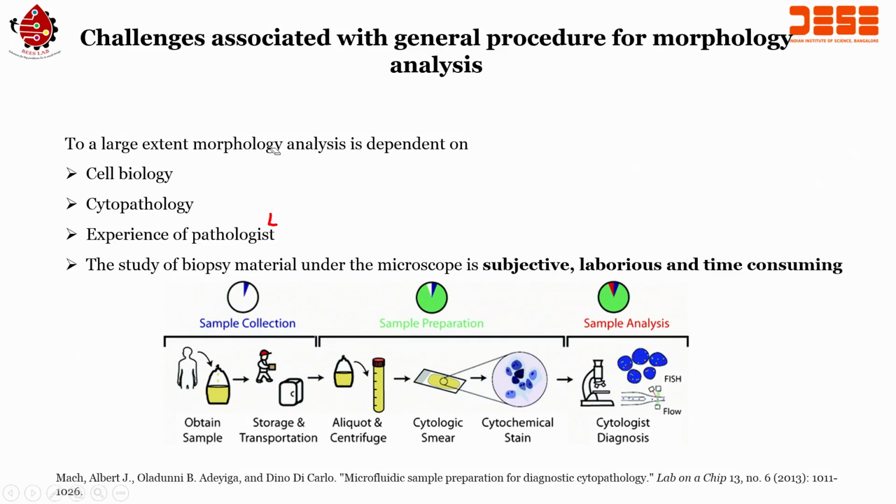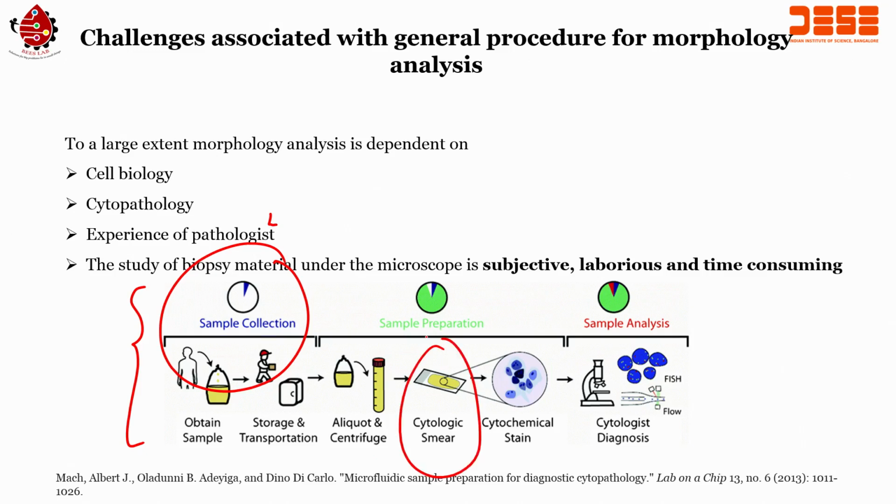So, here you can see how we are doing the process. First is to obtain the sample, then the storage and transportation, right. This is the sample collection time. Further, you have to prepare the sample. So, how are we going to prepare the sample? By aliquoting and centrifuging, and then you can do a smearing. You can do a smearing with a cytospin. We have already seen the cytospin in the videos earlier, or you can do a manual smearing.